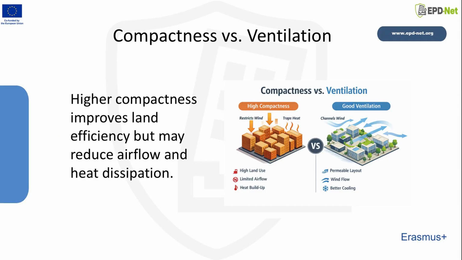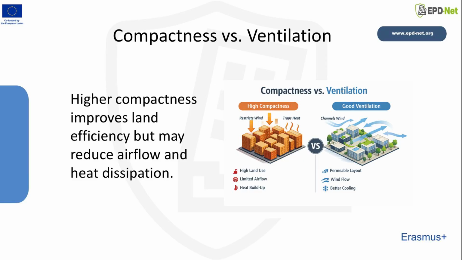In this section, we explore the critical tension between high-density urban forms and natural air circulation. On one hand, high compactness is a key goal for land efficiency. By building densely, we reduce urban sprawl and maximize land use. However, as you can see in the illustration, this density often comes at a cost. It restricts wind flow and traps heat within the building clusters, leading to significant heat buildup and the urban heat island effect.